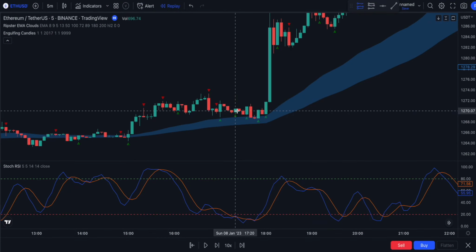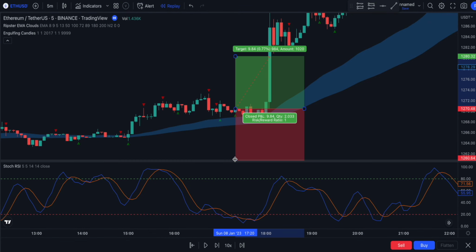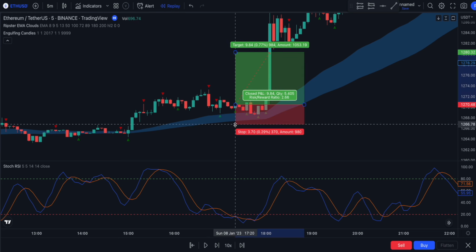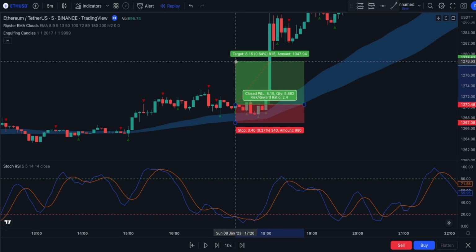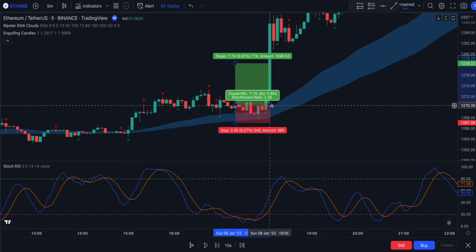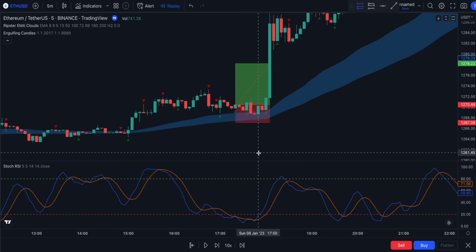Here are a couple more examples of a buy trade. Watch how the price respects the EMA cloud. If you follow the rules we just showed you, you will be amazed at how accurate this strategy can be.